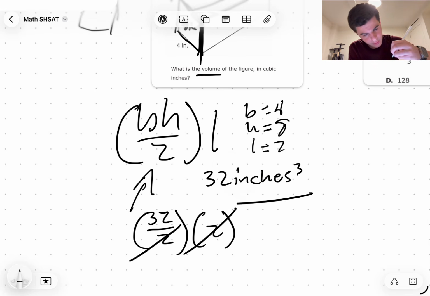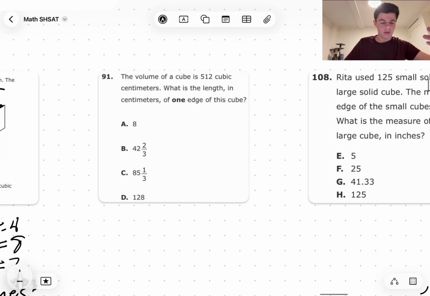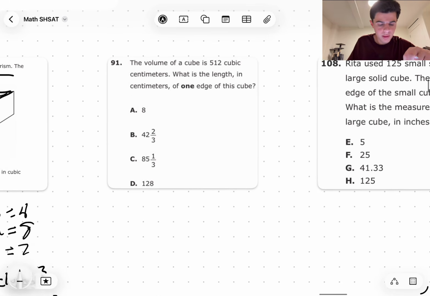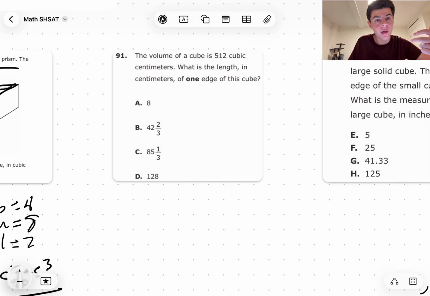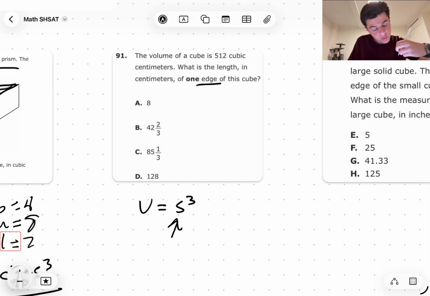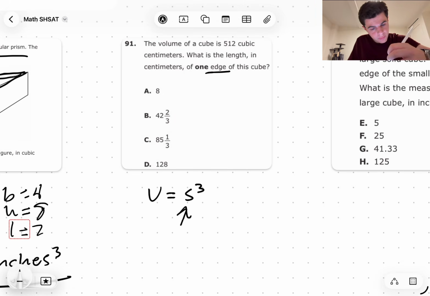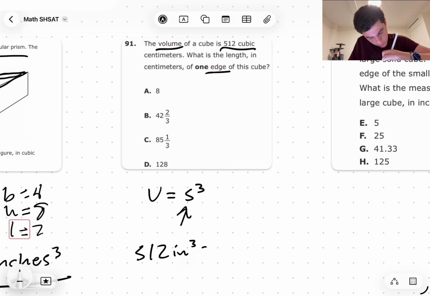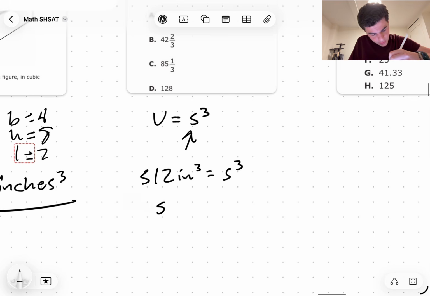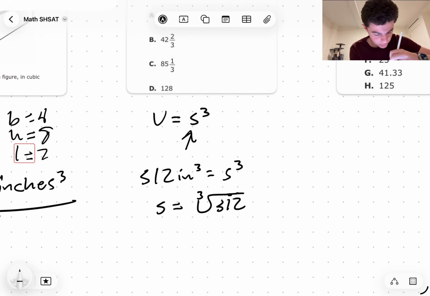cubed, right? Okay, next, the volume of a cube is 512 cubic centimeters. What is the length in centimeters of one edge of this cube? Well, if we recall, this one's easy, so I won't go back. The volume is S cubed, right? That's the volume of a cube, S being one edge. So what we can do is plug in the volume, which is given to us, 512 cubed equals S cubed. So S equals the cube root of 512. Well, let's just do our prime factorization for 512.